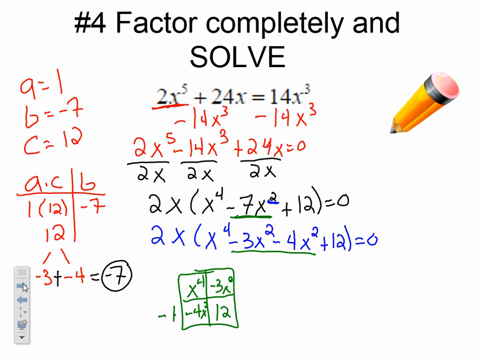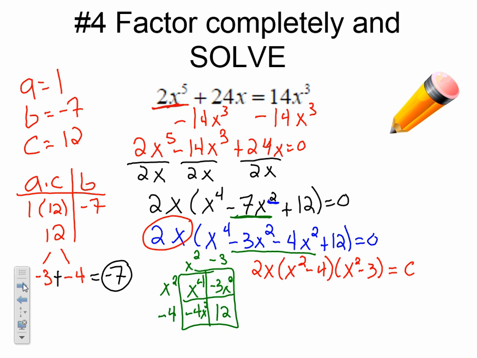Here I get negative 4x squared, negative 3. Now we can't forget about our super annoying brother or sister, so we bring it down. 2x times the quantity x squared minus 4 and x squared minus 3 equals 0. Now we want 5 solutions. So here we go.